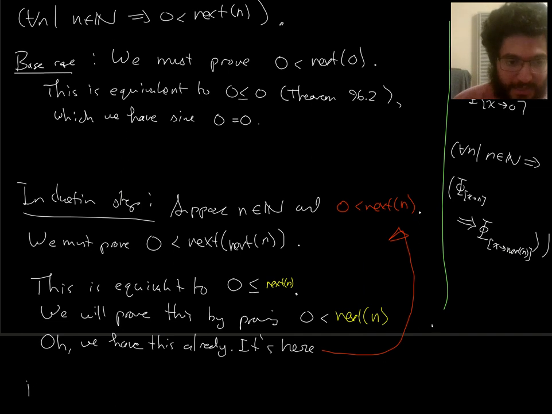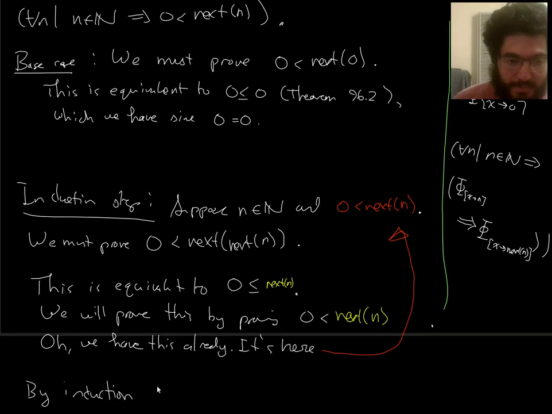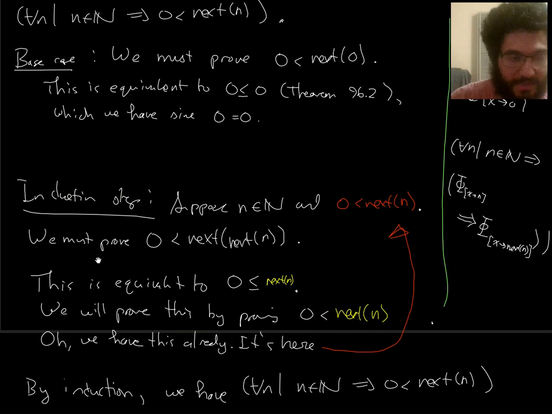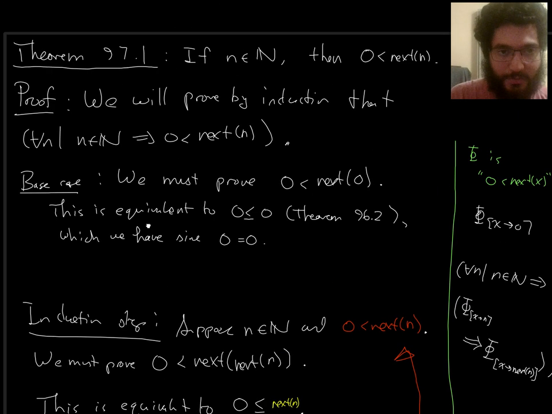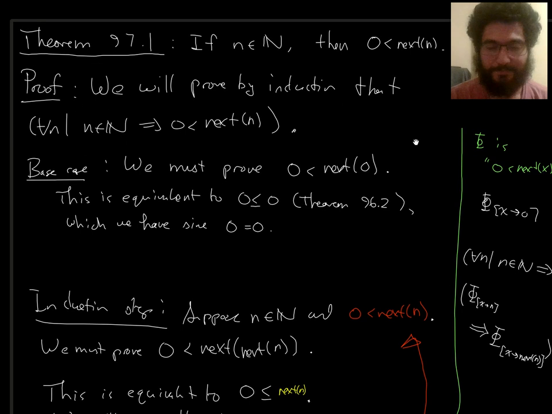And now finally a concluding sentence. So by induction, so in other words, by theorem 94, by this theorem, I can now conclude this. So by induction, we have basically the goal, this. Okay, and we are done with this proof. So we've proven that 0 is less than the next of any natural number.